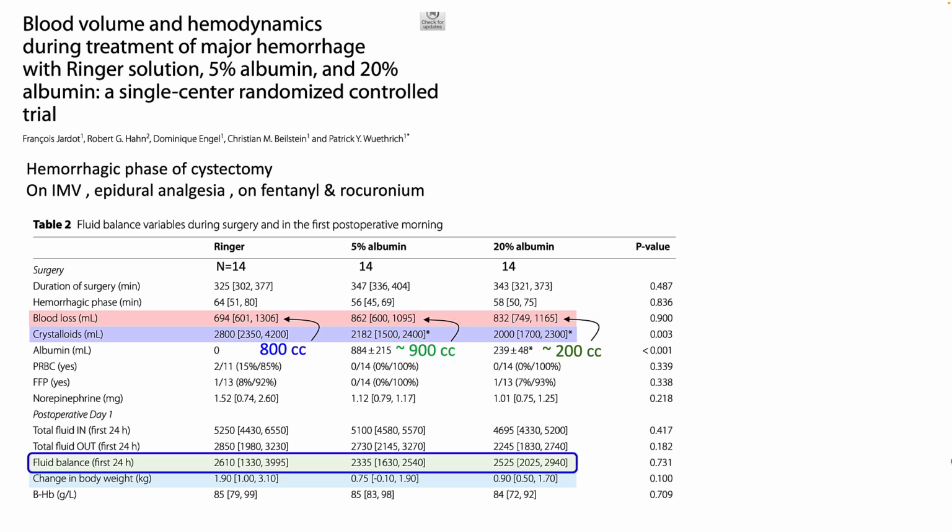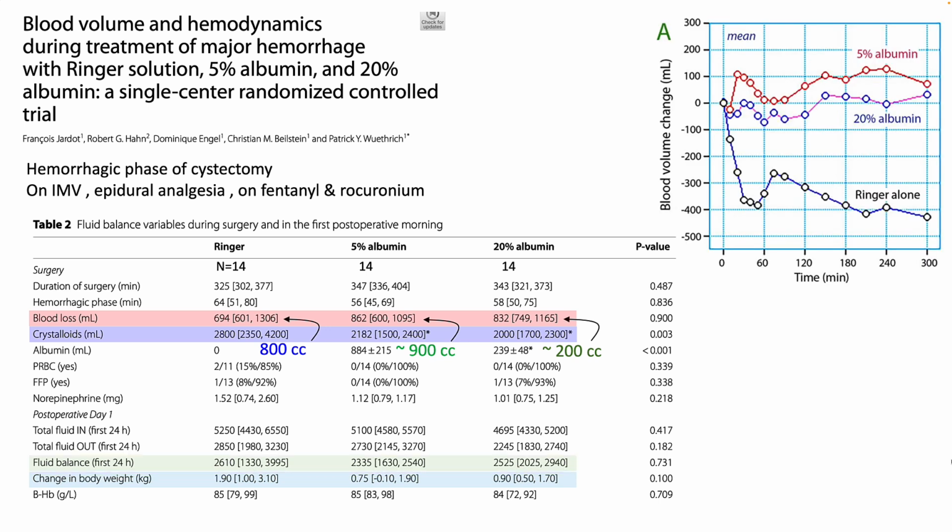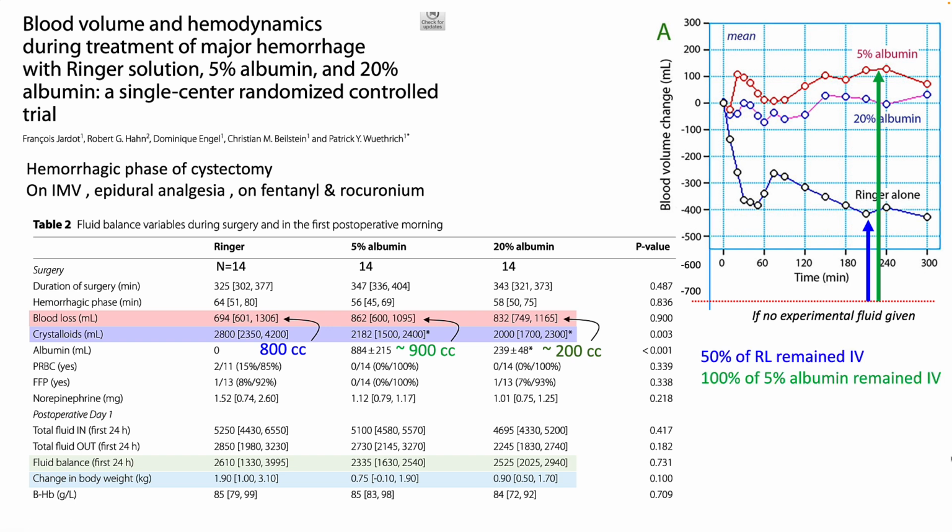And you can see that the fluid balance in the first 24 hours was pretty much similar. And this was the blood volume change that they noted with time. Since around 700 to 800 cc's of blood was lost, the red line shows the amount of plasma volume if there was no experimental fluid given. There are a few interesting observations in the study.